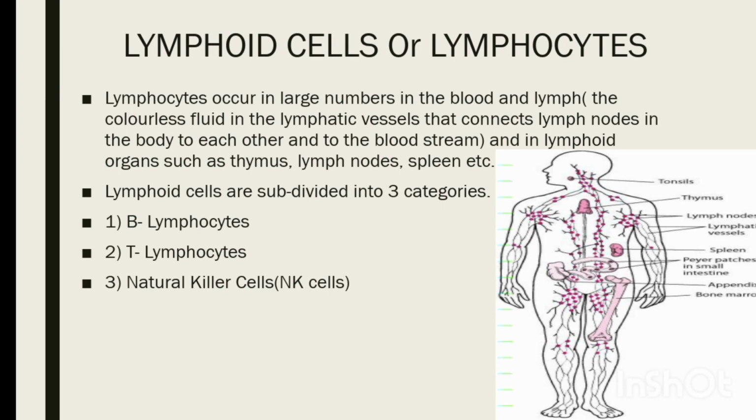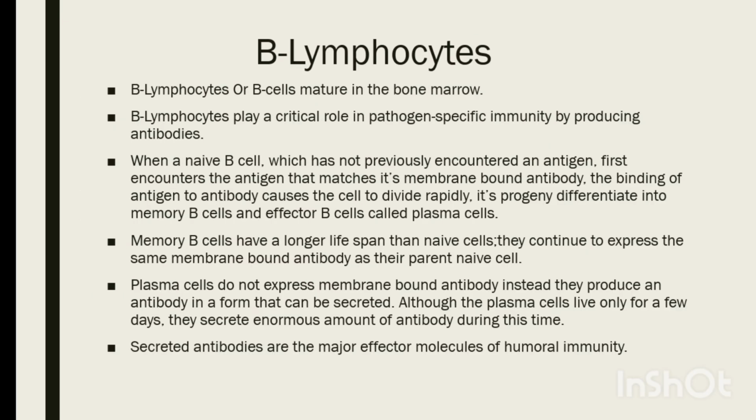Now, lymphoid cells are subdivided into three categories, namely B lymphocytes, T lymphocytes, natural killer cells or NK cells. B lymphocytes. B lymphocytes or B cells mature in the bone marrow. B lymphocytes play a critical role in pathogen-specific immunity by producing antibodies.